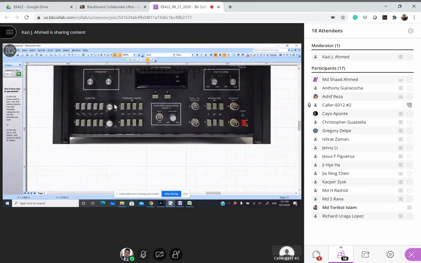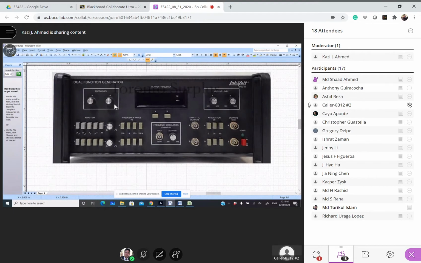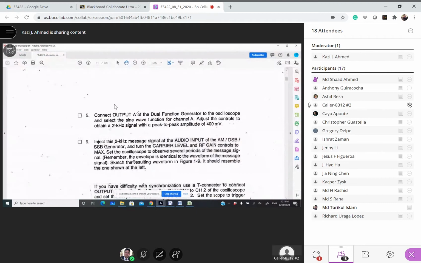The second equipment that we need to work with is called the dual function generator. We have 2 channels. That means we can create 2 signals, 2 sine waves. This is one channel, along the horizontal line. Around this is the second channel. Now let us see what we have to do with this.